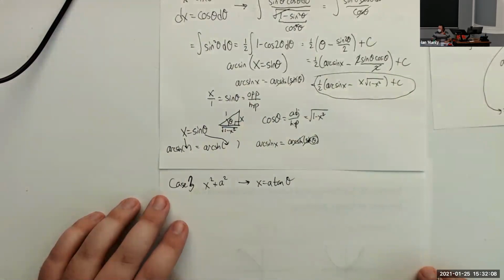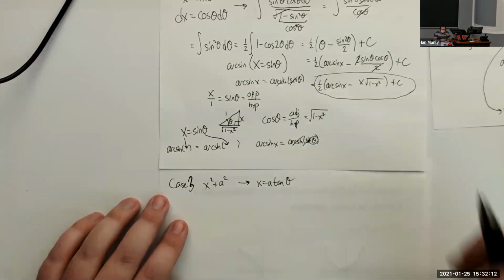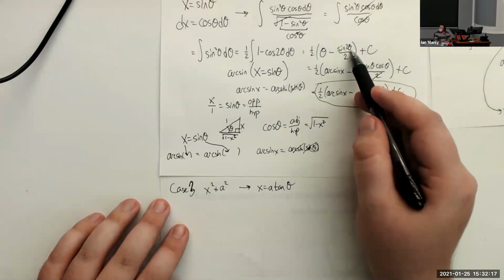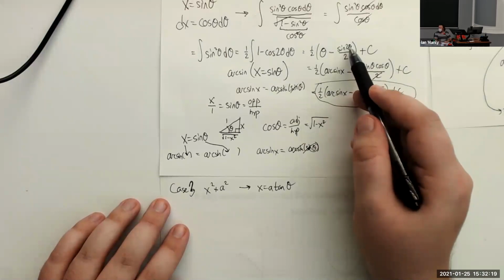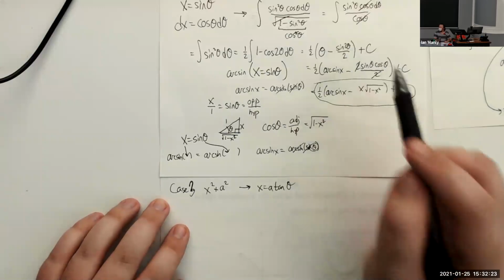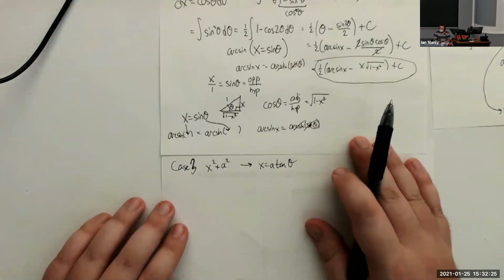Is 2 theta not equal to 2 times arc sine of x? Yeah, it is. But the thing is that if you put arc sine of x into here, it won't cancel out because there's the 2 in the way. So while that is true, it's not really convenient for us to use that fact.